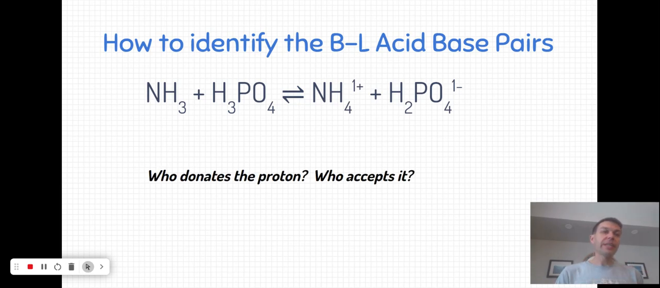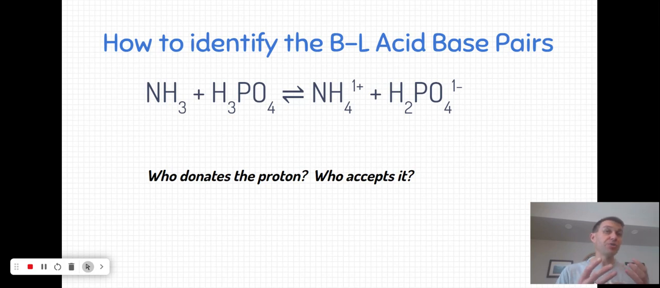The way we're going to look at that is thinking about who donates the proton and which chemical entity accepts the proton. We will look at this reaction initially moving from left to right. So we have ammonia and phosphoric acid. The way I will track the movement of a proton or a hydrogen ion is to look at what happens to each of the chemical entities as we go from the left side to the right side.